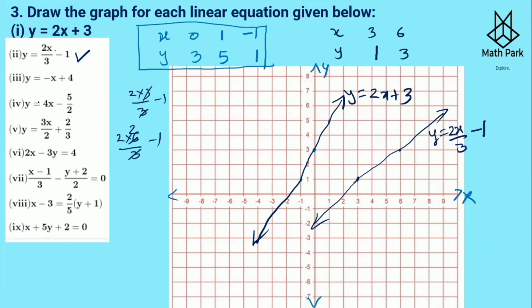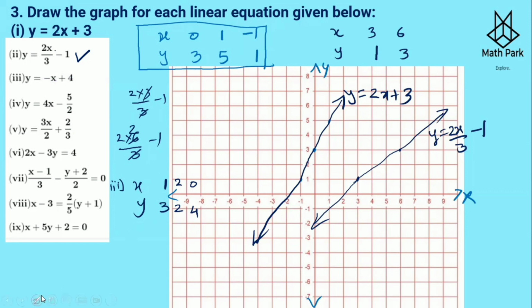So let us make a table for the third one over here. Let us take x and y. So minus x plus 4. If I put x is equal to 1, so minus 1 plus 4, y is equal to 3. If I put x is equal to 2, so minus 2 plus 4, you get y is equal to 2. If I put x is equal to 0, you get y is equal to 4. So these points are enough.